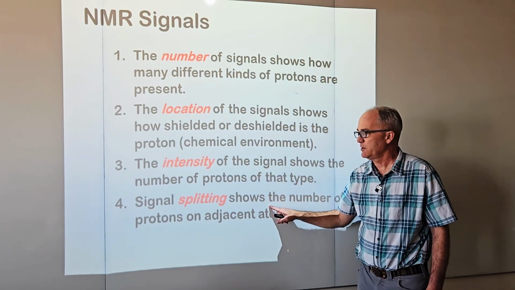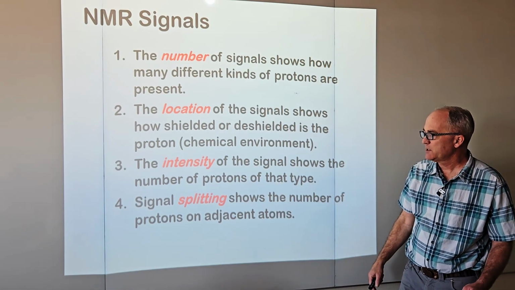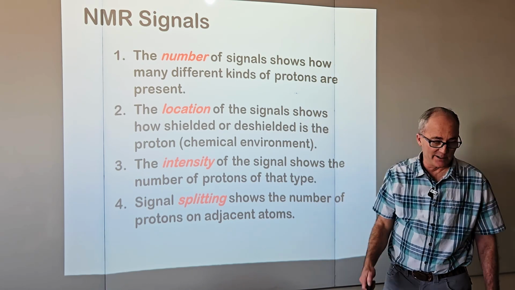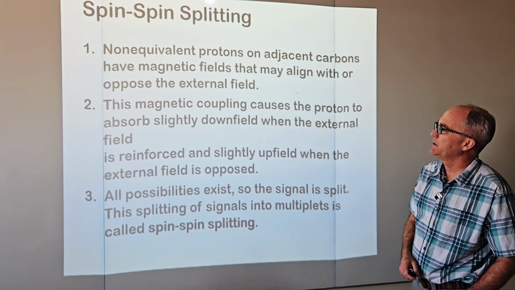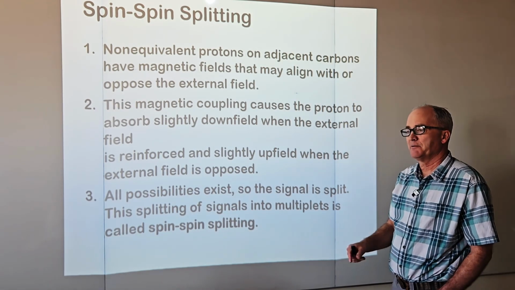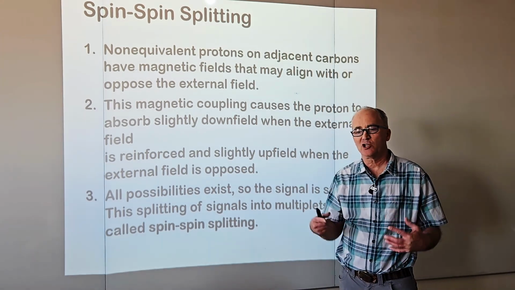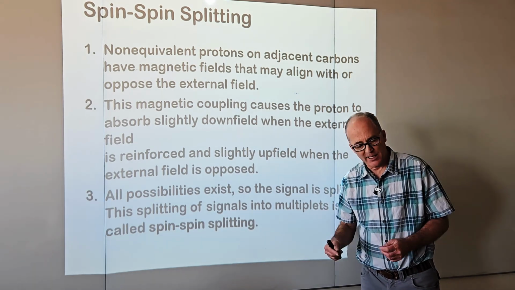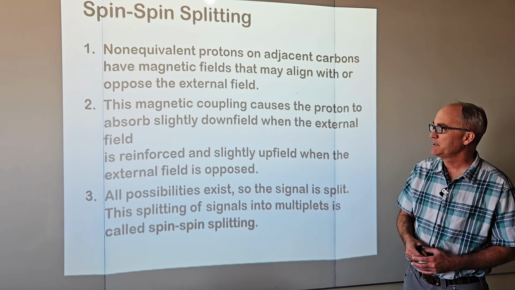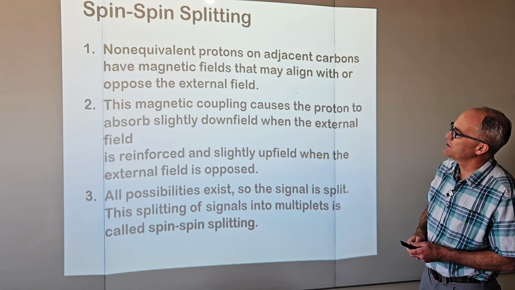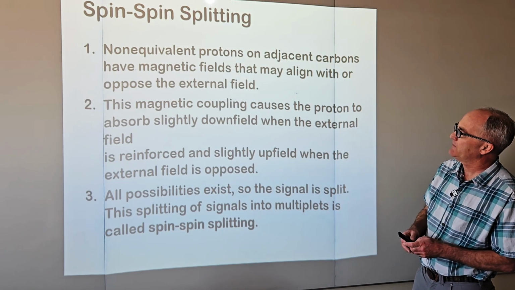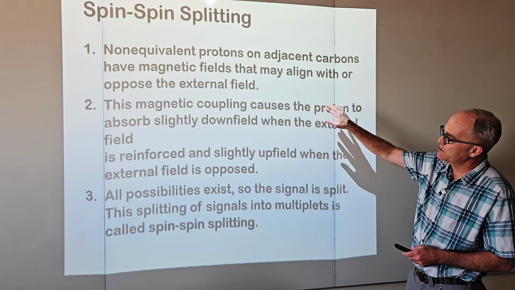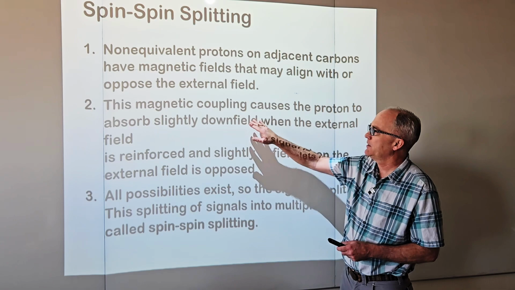So now we're going to get into this fourth topic here. Signal splitting shows the number of protons on adjacent atoms. What is spin splitting? Well, we already decided that a proton, since it has charge and since it has spin, is a tiny magnet. So these tiny magnets can affect the other tiny magnets. Non-equivalent protons on adjacent carbons have magnetic fields that may align with or oppose the external field. This is called magnetic coupling.